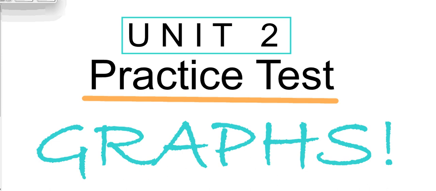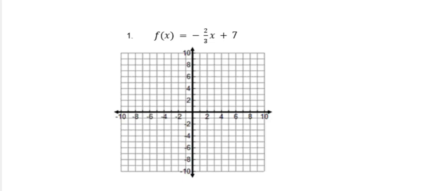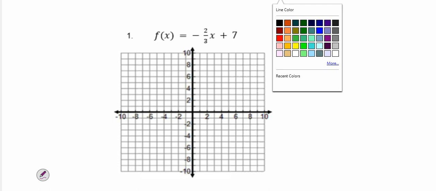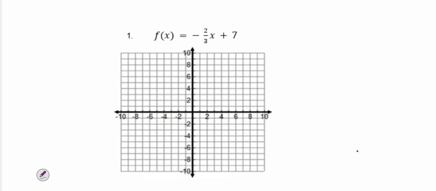Hi, we're getting ready for the Unit 2 test and we're going to practice graphs. So here we go. The first thing you're going to see on the test is just a straightforward slope-intercept form. So y equals mx plus b. And so you want to go ahead and identify, let me get a color. You want to identify the y-intercept first, and that's the number that's all by itself.